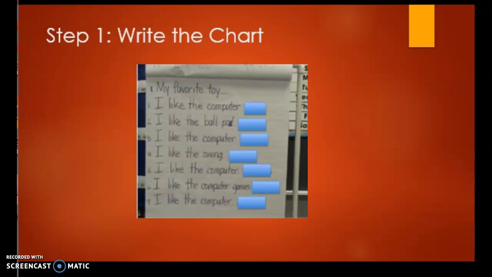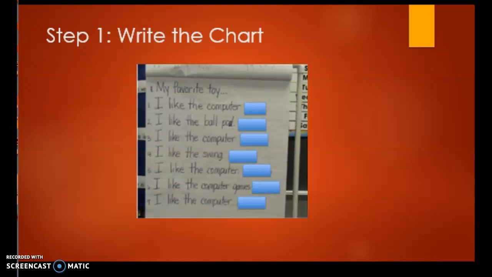So step number one, or day one, is you would write the chart. So each week you'll have a different chart that you'll go through. I found just some images from the internet of different charts that teachers have used. So this one, the chart, says my favorite toy. So that's the topic of the sentence that you'll be writing about.